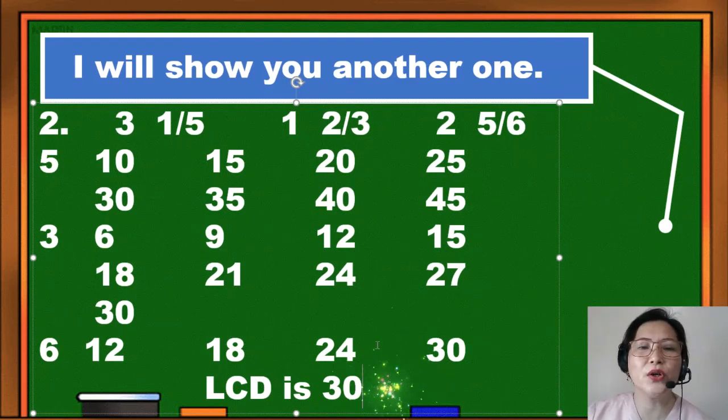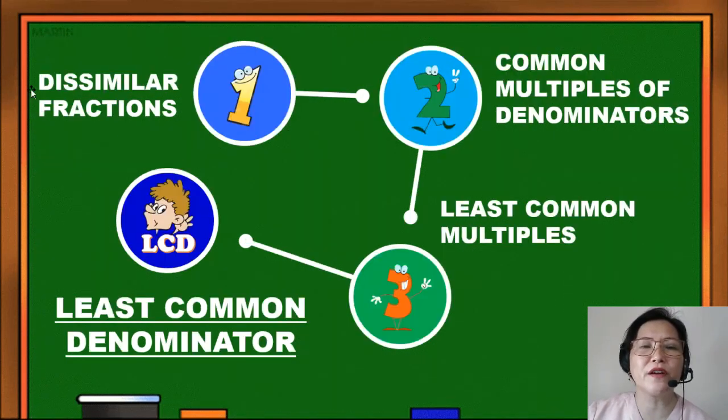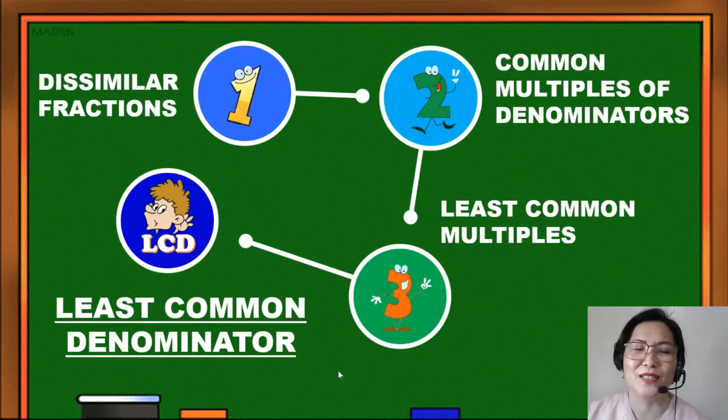Now that you know how to get the least common denominator or LCD of dissimilar fractions, you are very much ready to proceed to the next lesson, which is addition and subtraction of dissimilar fractions. Good luck!